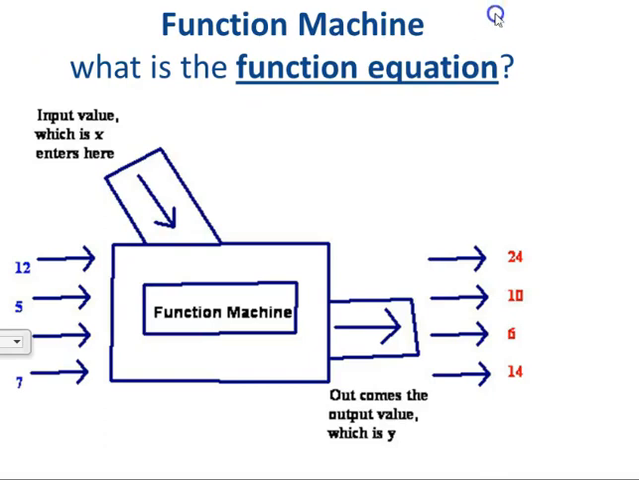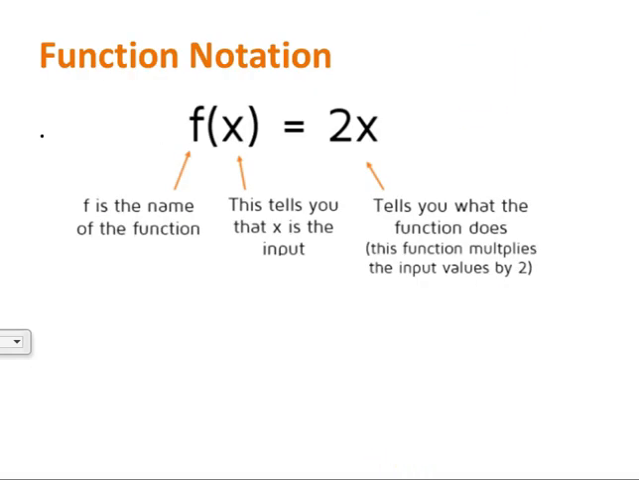Functions. We learned about functions last week, where in order for a relation to be a function, each input can only have one output. So let's talk about function notation. Function notation is just a different way to write an equation. So instead of writing y equals 2x, we're now going to use function notation. I have f of x, that's how you read this, f of x equals 2x.